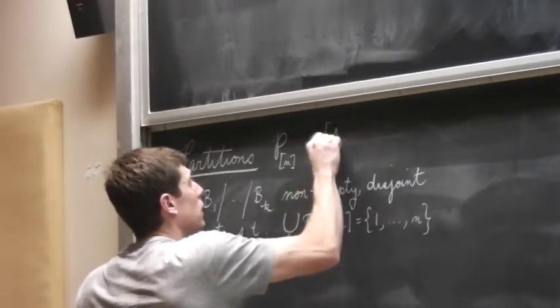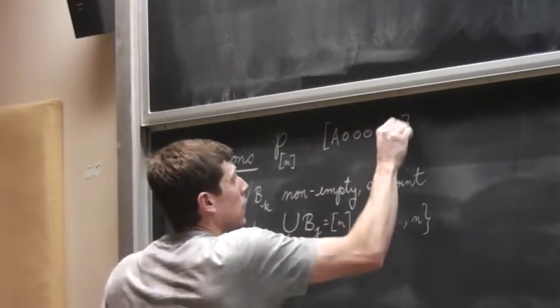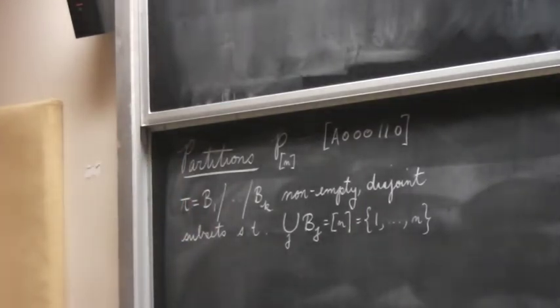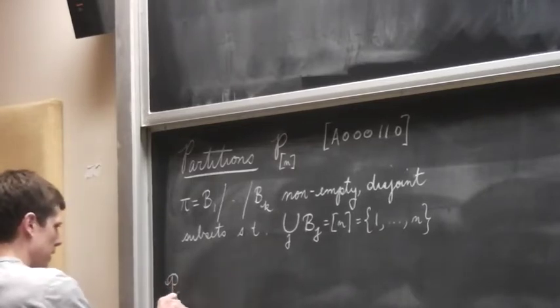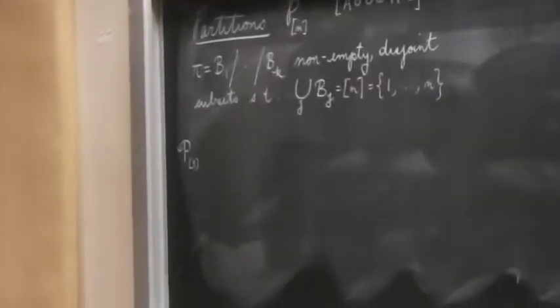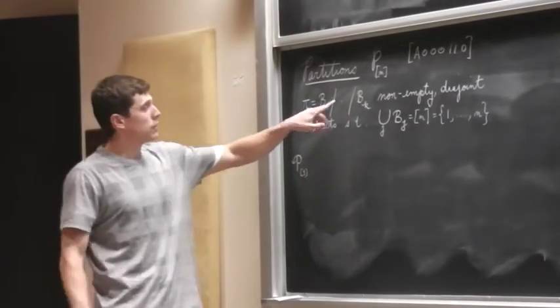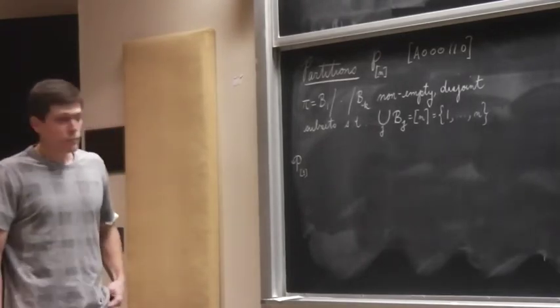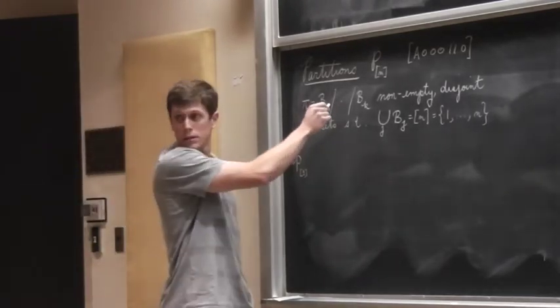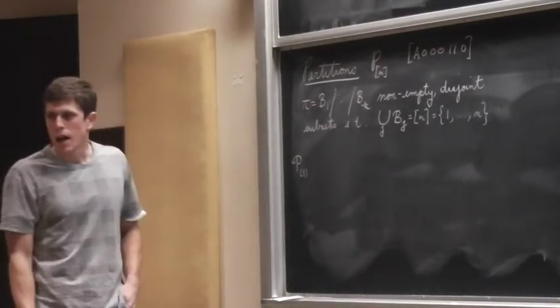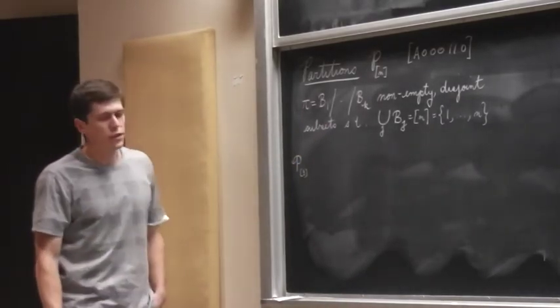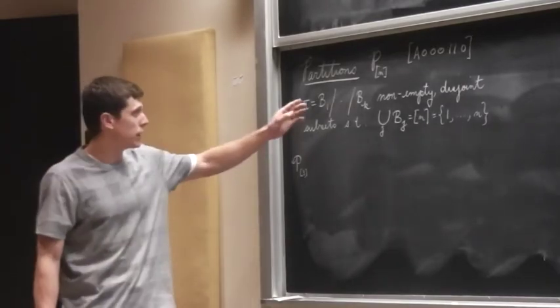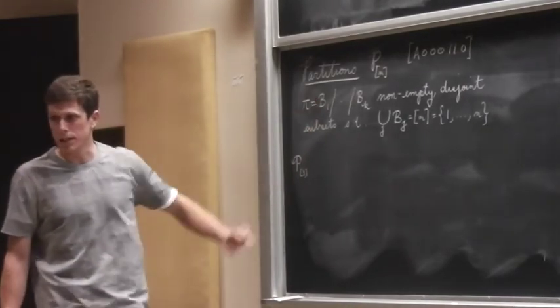These are enumerated by the Bell numbers. The order of the blocks doesn't matter, so B1 through BK should really be a set. But right now it's ordered, so the convention I use is that I'm going to list them in increasing order of their minimum element, which I'll make clear in a minute.